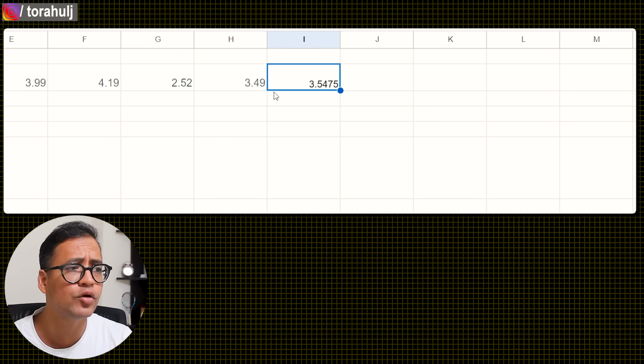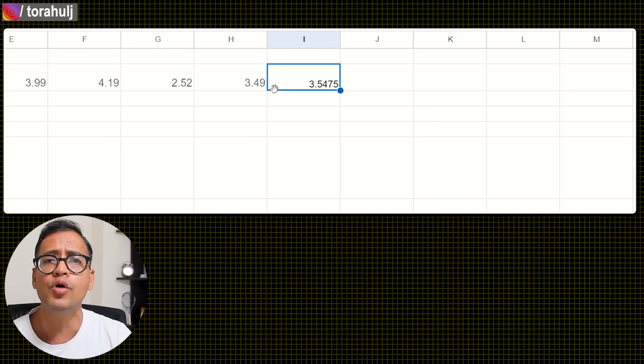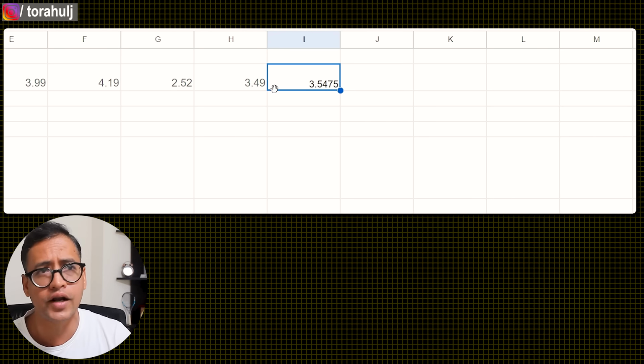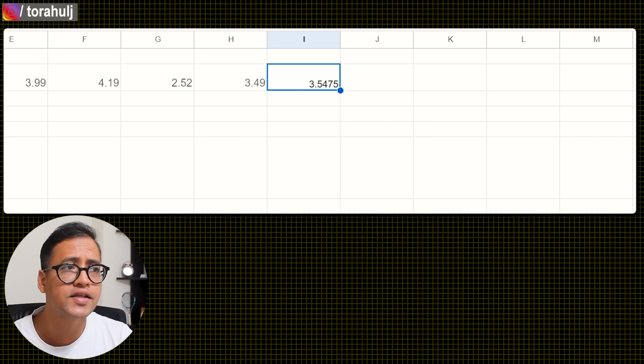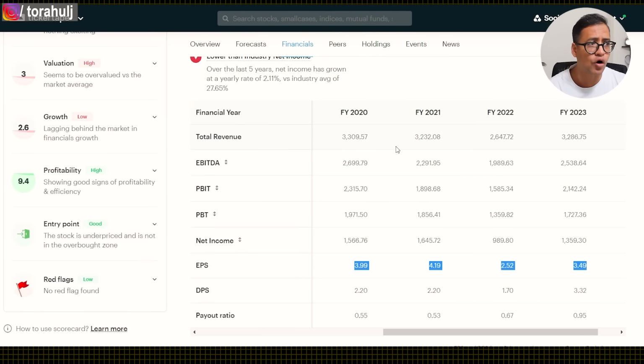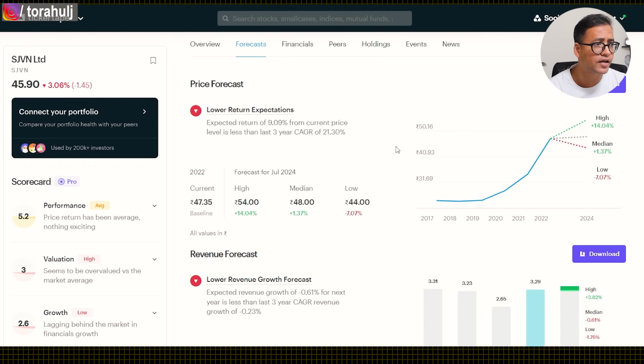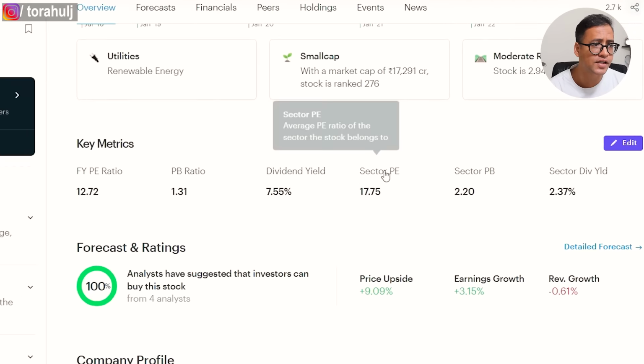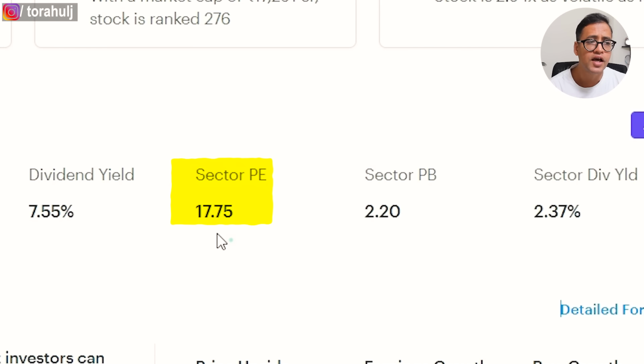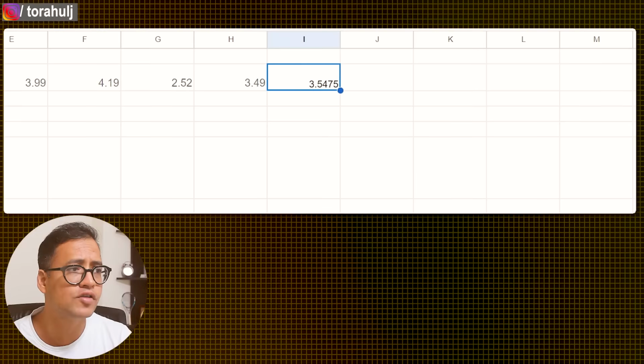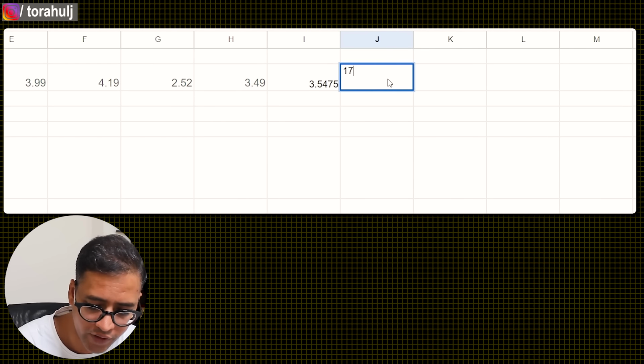Now what we need to really do is find out the fair value of this particular stock. That will tell you whether you should buy this stock or not, right? So the next thing we need is the sectoral PE ratio of this stock. So let us go ahead and look for that data here. If you go up here somewhere, we will see that the sector PE of this stock is roughly 17.75. Let us go ahead and get that number here, 17.75.